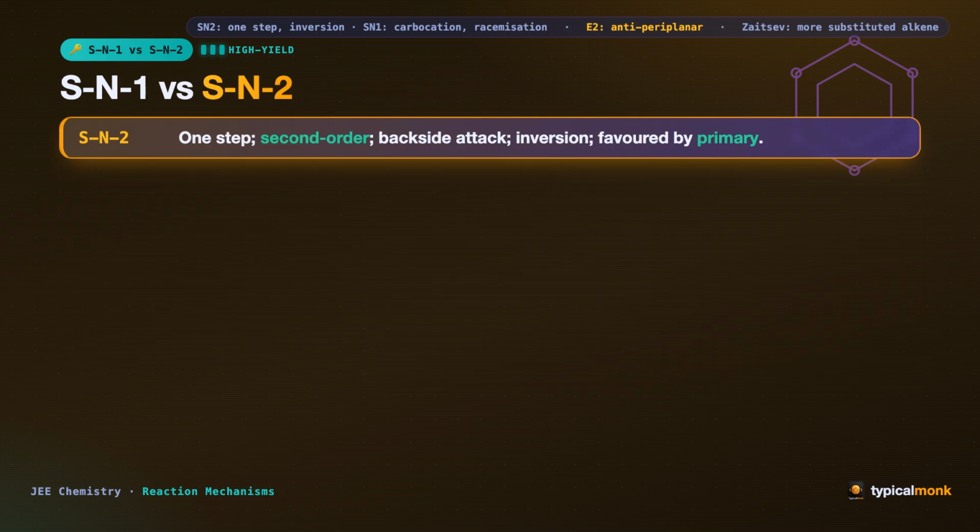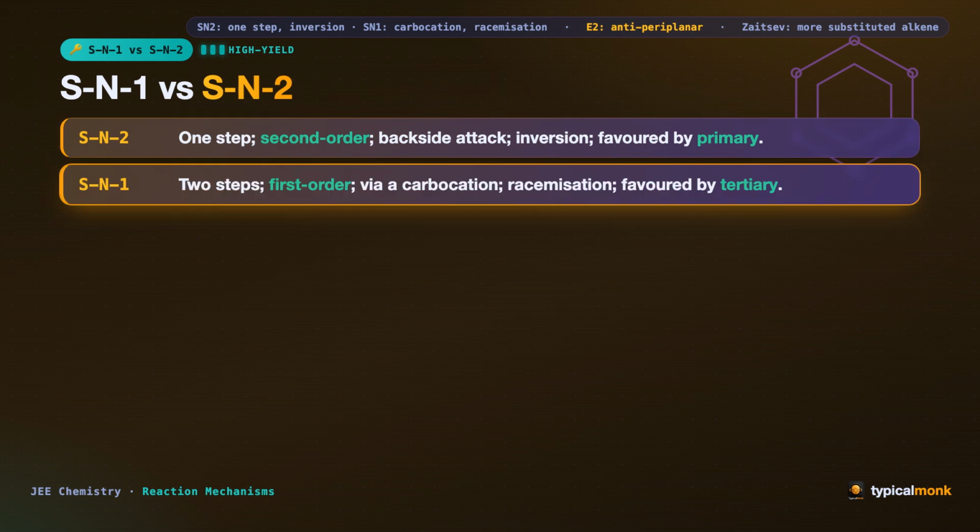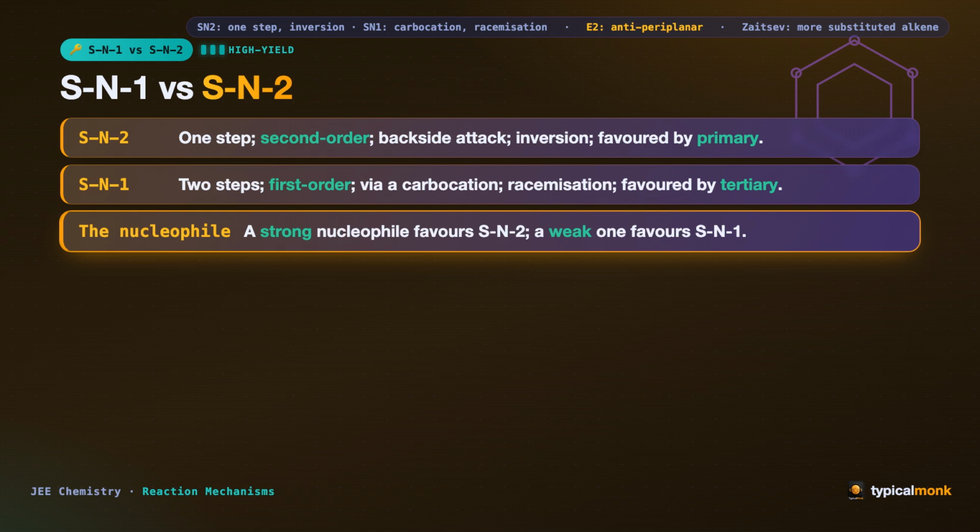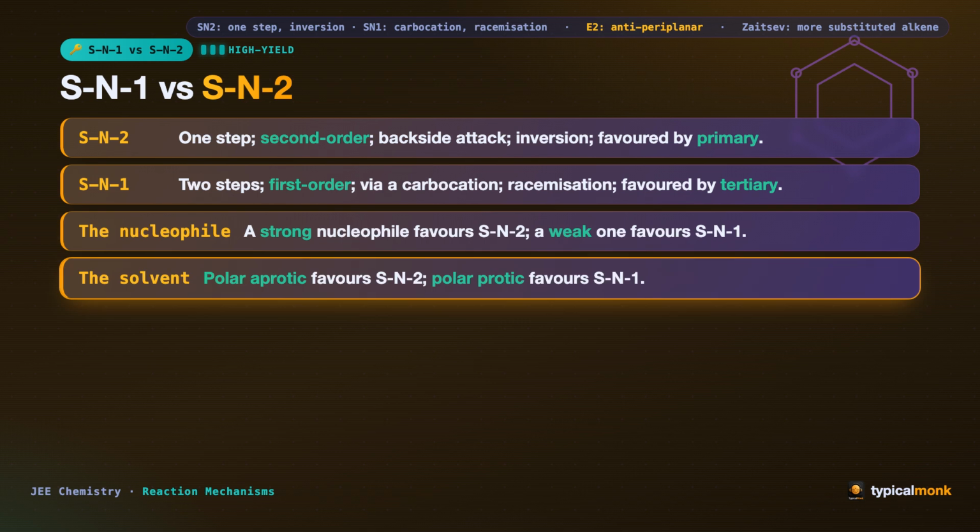Now the two substitution paths side by side. SN2. One step, second order, a backside attack, inversion, favored by primary substrates. SN1. Two steps, first order, through a carbocation, racemization, favored by tertiary substrates. And the nucleophile. A strong nucleophile favors SN2. A weak one favors SN1. The solvent. A polar aprotic solvent favors SN2. A polar protic solvent favors SN1.